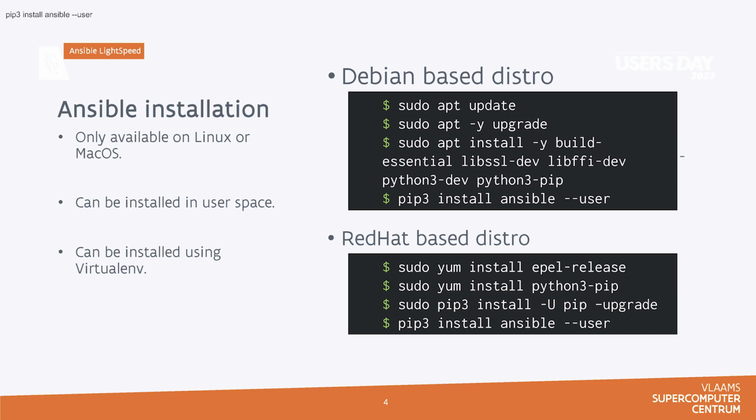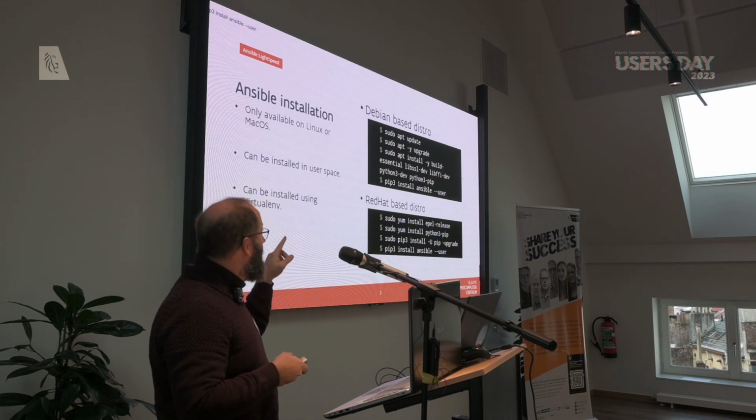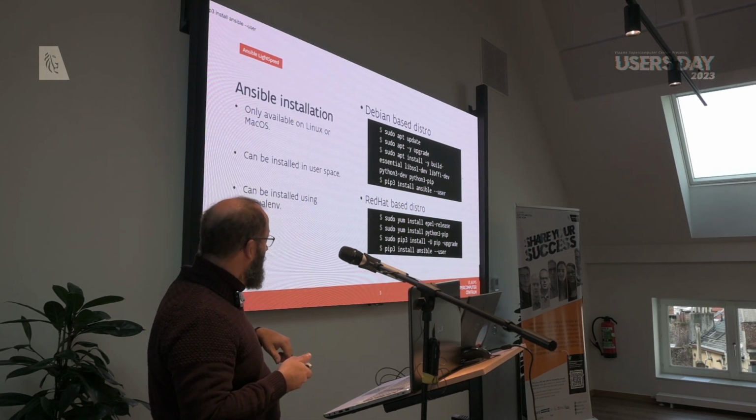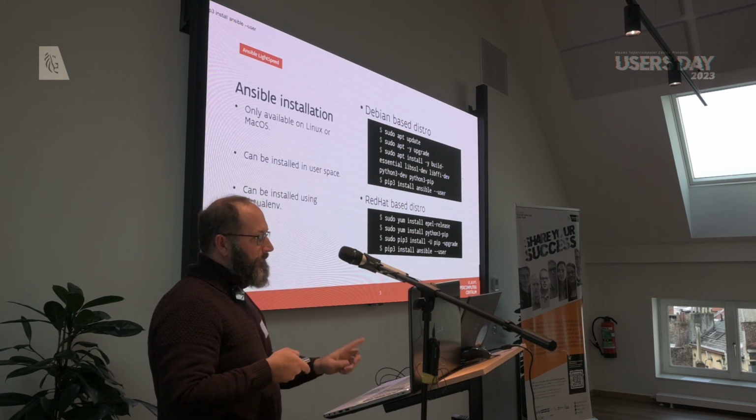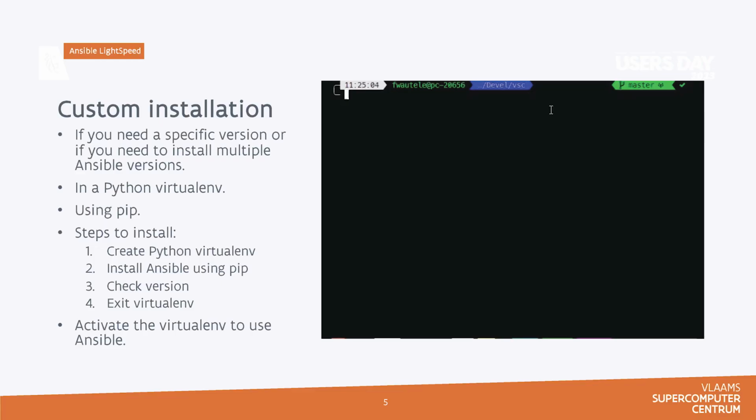Ansible is only available on Linux and macOS, and there are several ways to install it. On this slide, you will find the standard installation procedure for Debian-based distributions and for Red Hat-based distributions. You can see the procedure is quite simple, and you will need root access only to install the packages. If you don't have root access, for example, if you want to set up your home directory remotely on an HPC cluster, you can also install it in a Python virtual env.